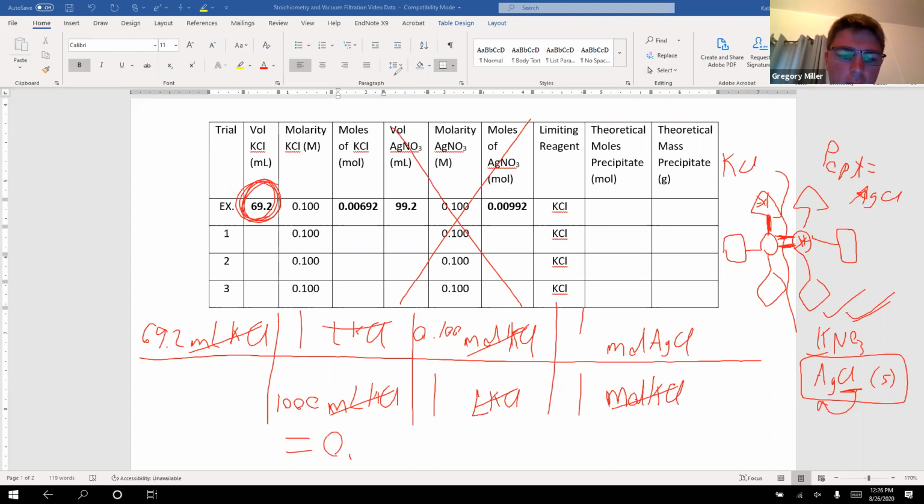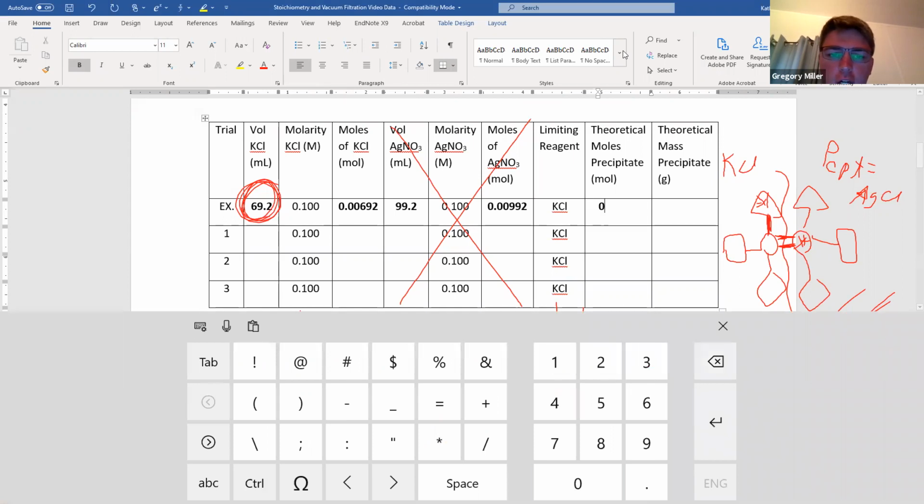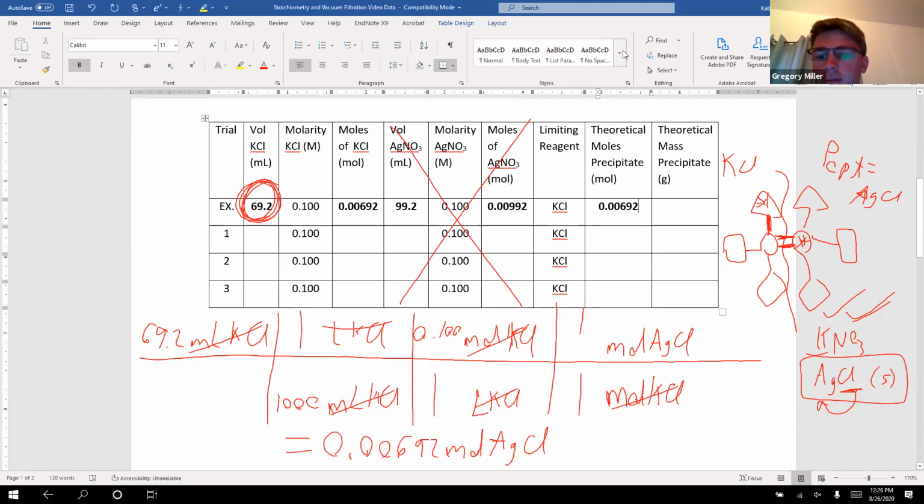And we'll get 0.00692 moles of AgCl. This is the same number as the moles of KCl that we had earlier, but that's only because it's a 1 to 1 ratio. If that ratio was anything different, then this number would change. Okay. So let's get rid of that for a minute.